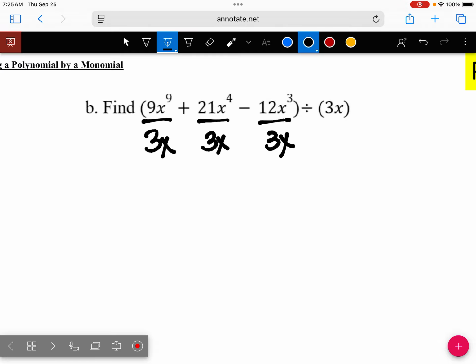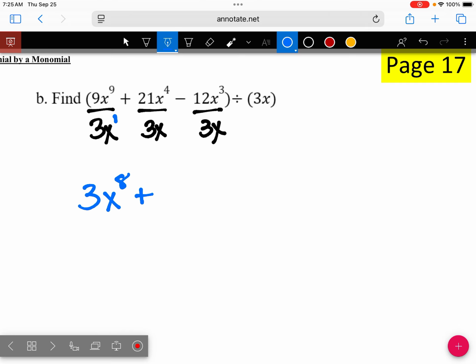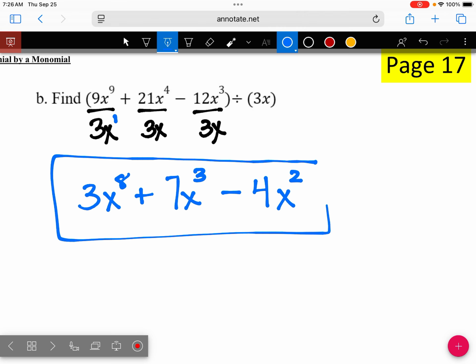So for the first term, 9 divided by 3 is 3. And then 9 minus 1 means I have 8 x's. Bring down the addition sign. And then we have 21 divided by 3. 21 divided by 3 is 7. Subtract your x's. You get x cubed. Bring down your subtraction sign. 12 divided by 3, 4. Subtract your x's, x squared. That would be your final answer. So when you divide, you're subtracting the exponents.